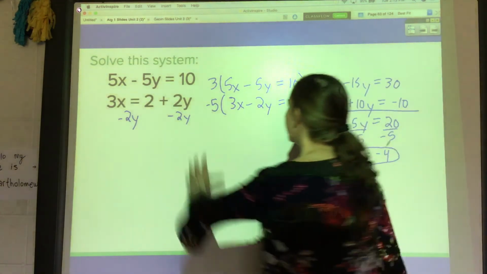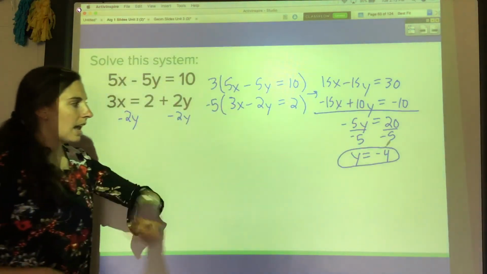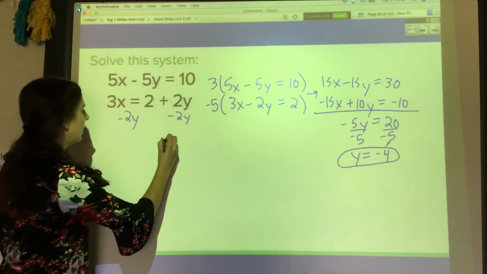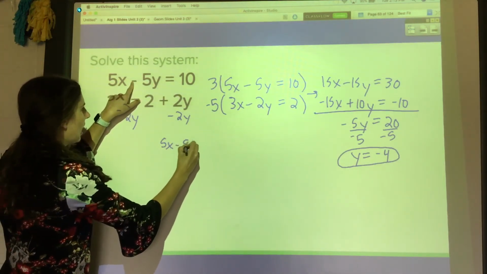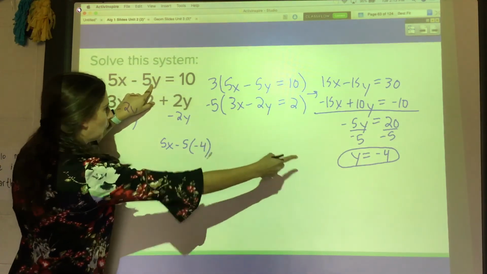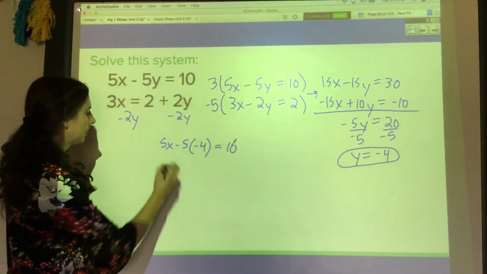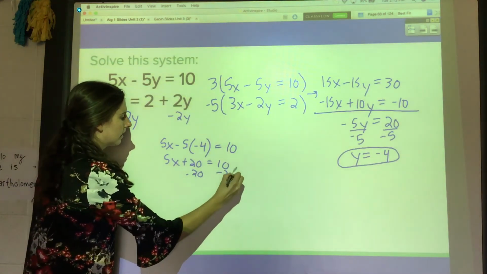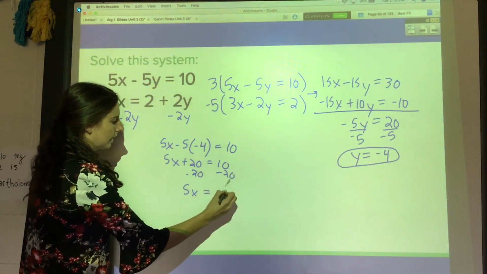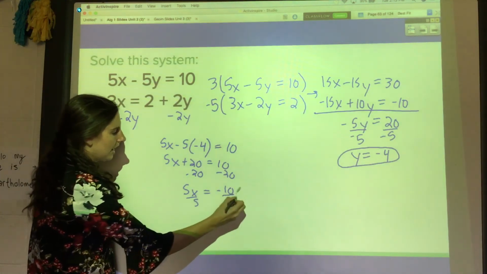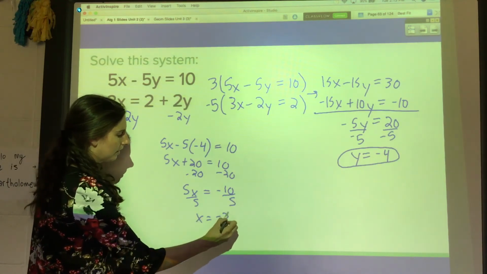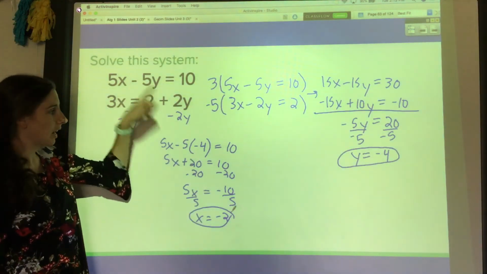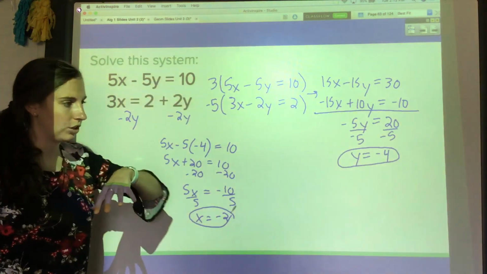Now go back to literally any of these versions, plug in the negative 4 and find x. Let's see if I can do it right this time. So 5x minus 5y, which is negative 4, equals 10. So 5x plus 20 equals 10. Subtract the 20. 5x is negative 10. Divide by 5. And x is negative 2. Again, you should be able to put in negative 2 for x and negative 4 for y in both of these equations and make it work.